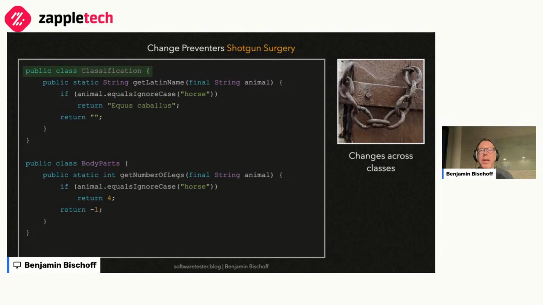I have a similar example here. In this case, I split the example from before into 2 classes, a classification class that has the get Latin name method for the animal that does the exact same thing, and a body parts class that has the get number of legs method. It's pretty similar, but here you have to make changes across classes. So not just in a single file, but across your whole code base. And modern IDEs will help you with this, but I wouldn't trust the IDE in any case that it finds everything.